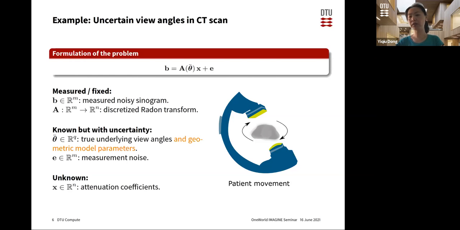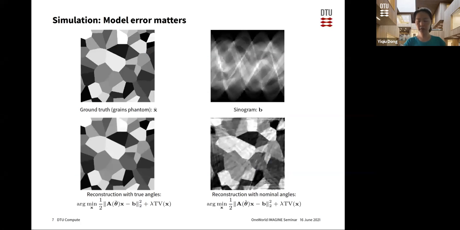There are many methods to study how to reduce the influence of measurement noise to get a good reconstruction, but not so many methods to study the influence of uncertain parameters. But those model errors really matter. Here I use a simulation to show. This is the ground truth, a phantom.